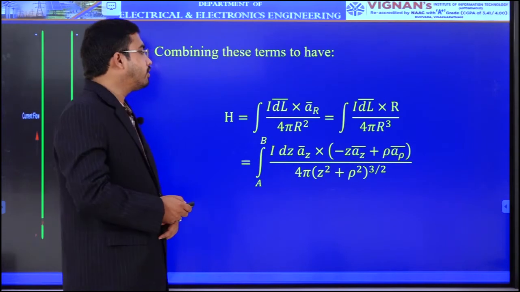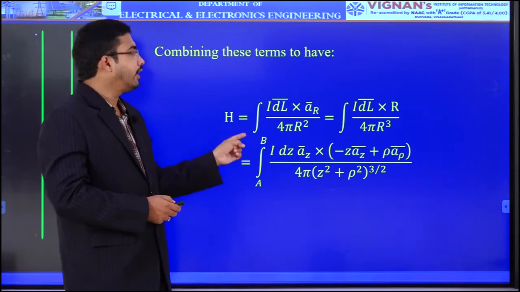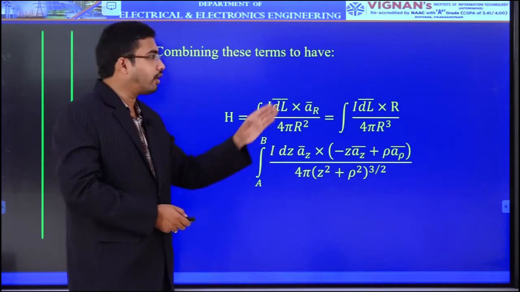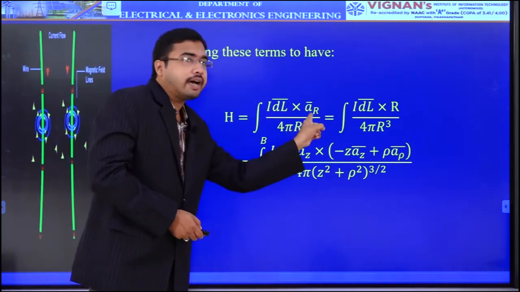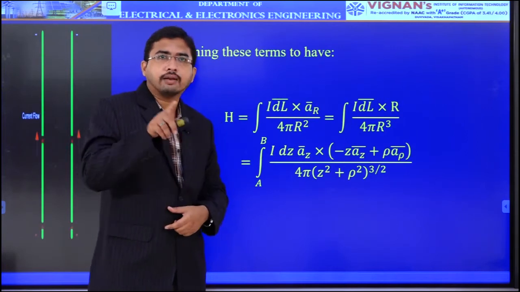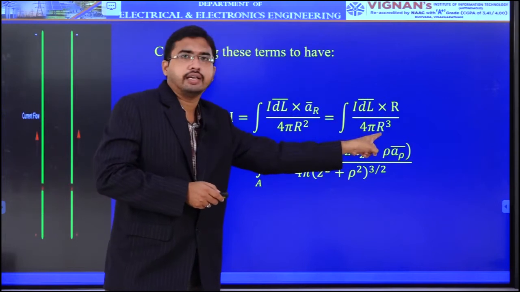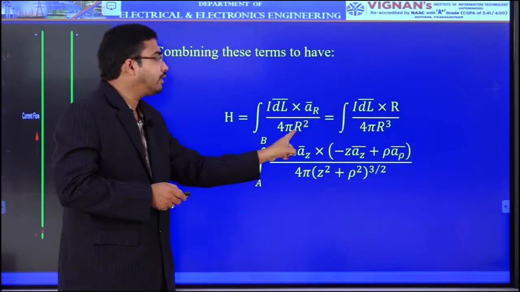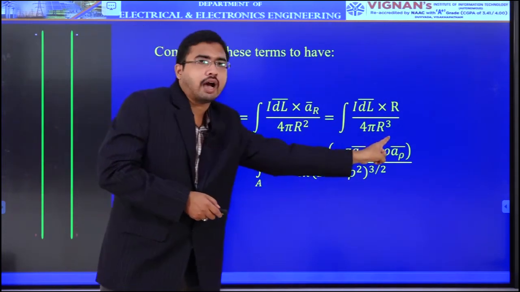By using Biot-Savart's law, we can directly find the magnetic field intensity H. H is the integral of I dL cross aR bar by 4 pi r square, which we have already discussed in your previous lecture. Now, aR is the unit vector. Already we know that aR is equal to R by mod R. So if we substitute that R by mod R here, in vector form you will get R here, and mod R means simply R only. So R square into R is R cube.